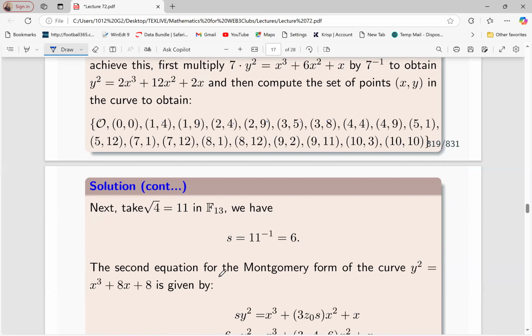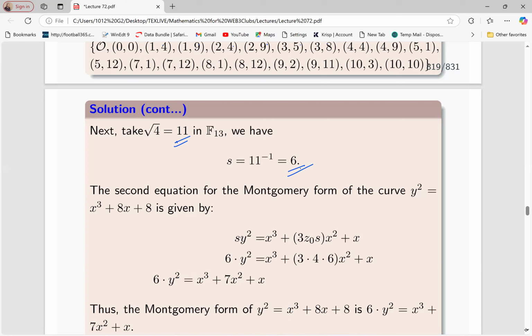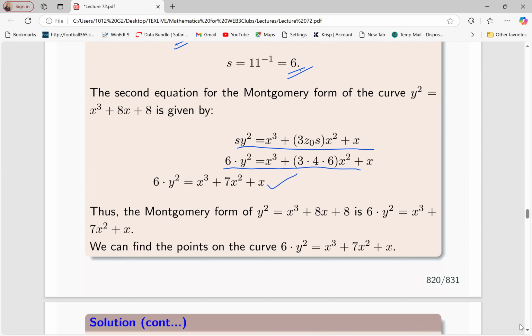Now, of course, we had found the other square root to be 11. The other square root was 11, so you can get its inverse as 6. So if the inverse is 6, that is our S. You substitute it in that equation, and you have the Montgomery equation.